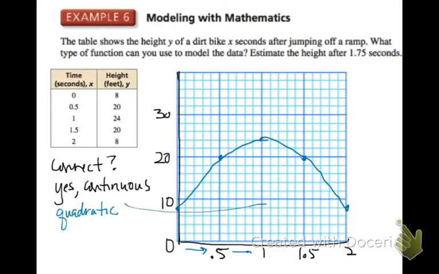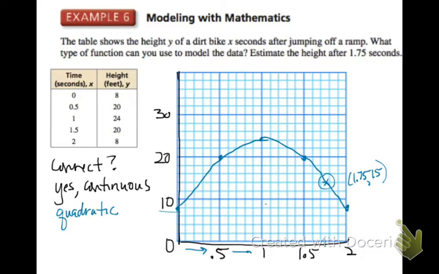Now, if we estimate what our height will be at 1.75, so that's going to be right in between. So it looks like we're going to be at a height of 14, perhaps 15. So 1.75. That's how I could write that.